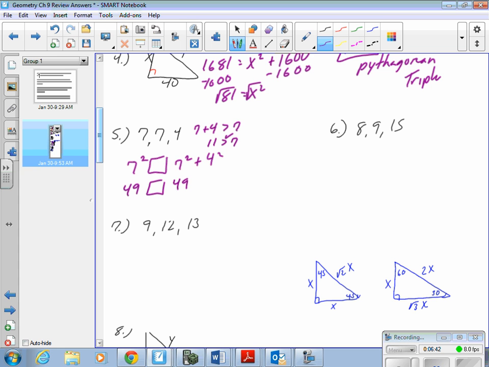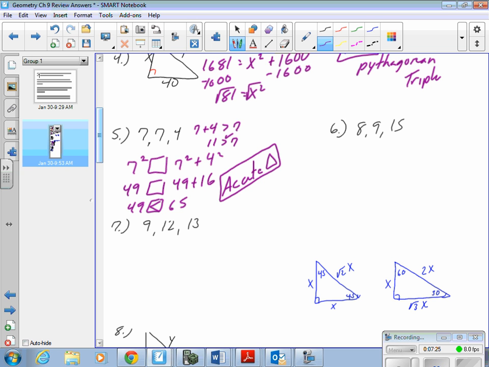Comparing that with 49 plus 16, or ultimately 49 compared to 65. So in this case, the 49 is less than 65. And so if the c squared is less than a squared plus b squared, that tells us that this is an acute triangle. And the rule being, if c squared is less than a squared plus b squared, it's acute. If c squared is greater than a squared plus b squared, it's obtuse. And if c squared is equal to a squared plus b squared, then it's right.